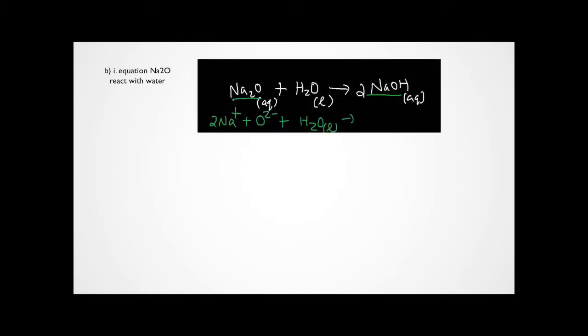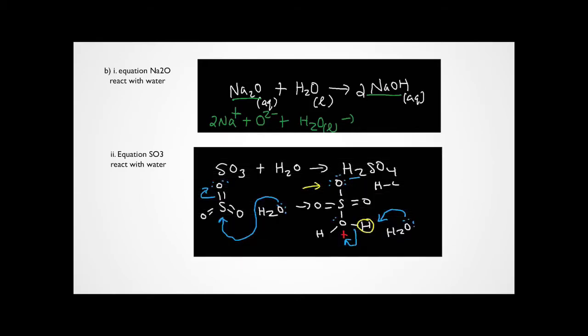For B, the equation for sodium oxide reacting with water is Na2O plus H2O will form 2NaOH, also known as sodium hydroxide. And 2, the equation for sulfur trioxide reacting with water is SO3 plus H2O will produce H2SO4, also known as sulfuric acid.